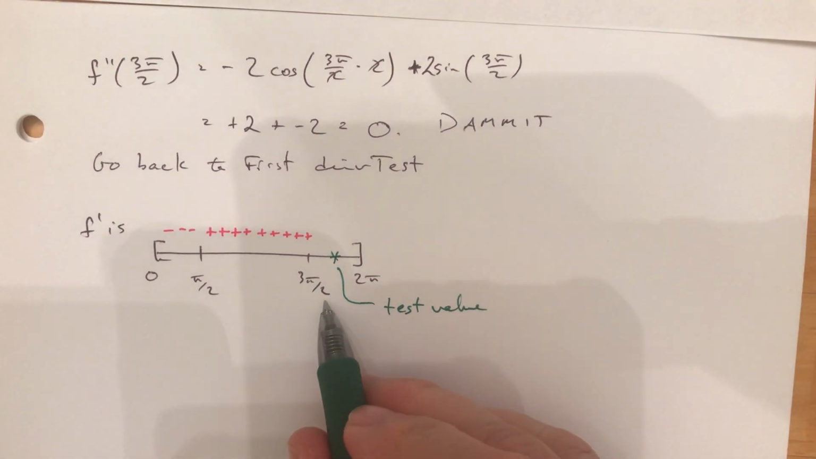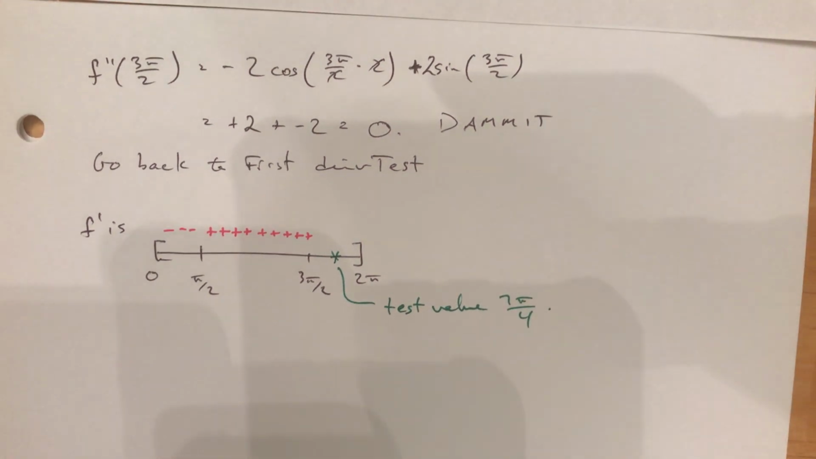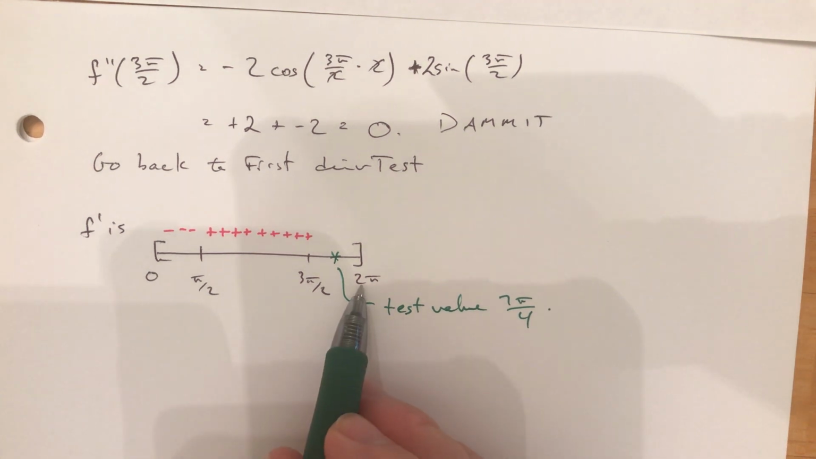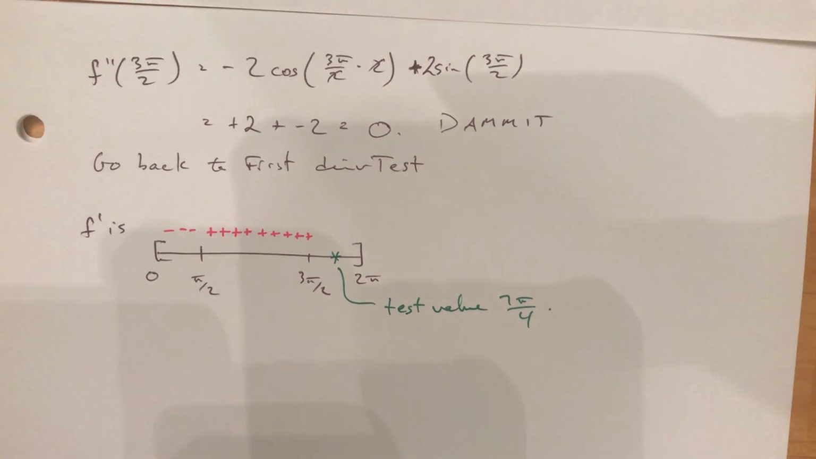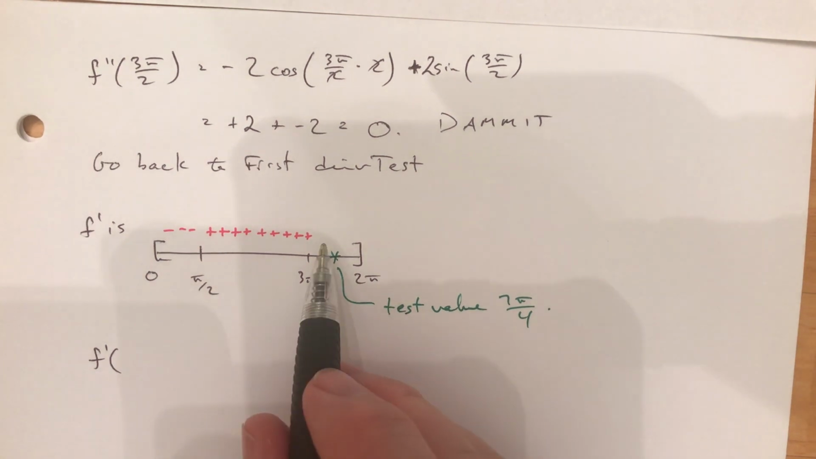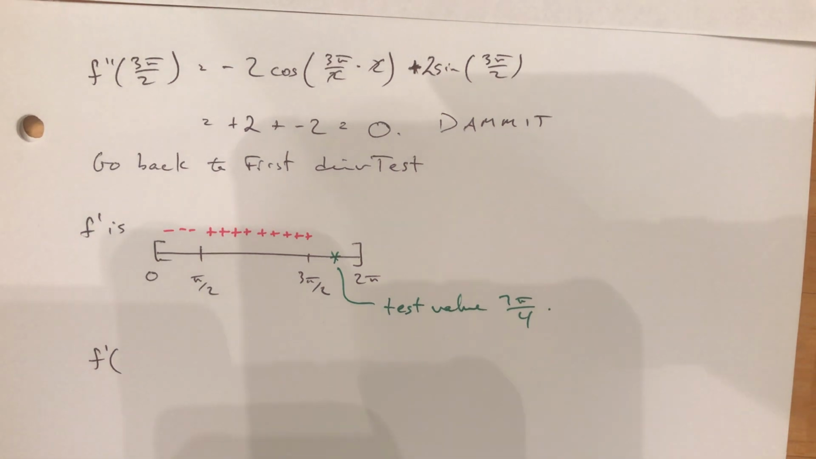Something between 3 pi over 2 and 2 pi would be something like 7 pi over 4. If you turn all of that into, say, pi over 4s, this would be 6 pi over 4, that would be 8 pi over 4, and of course 7 pi over 4 is right in between. F prime, now we need the sign of that, the sign, and so now we're not evaluating f double prime. We've got to go back to f prime to do that first derivative test.